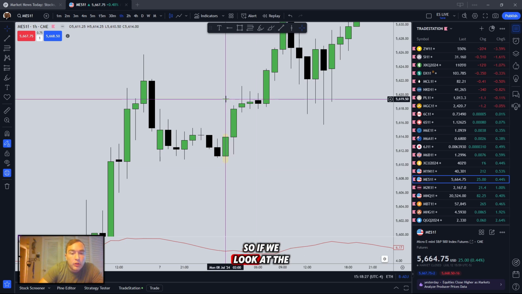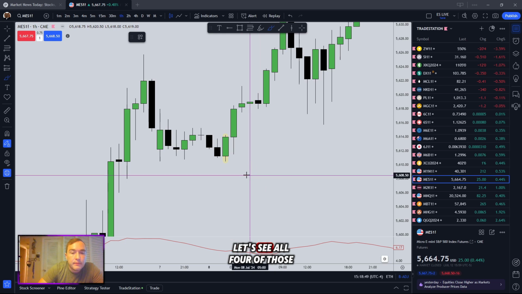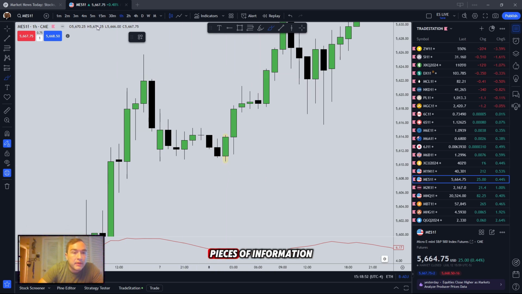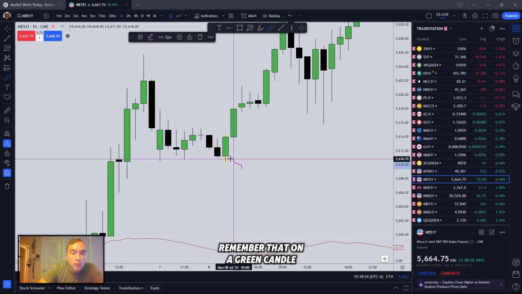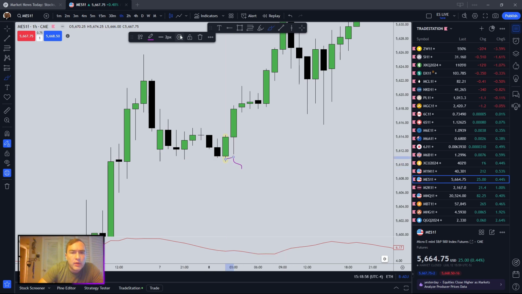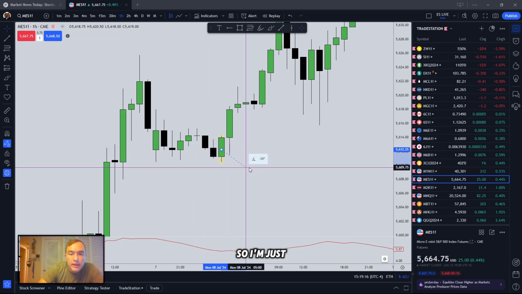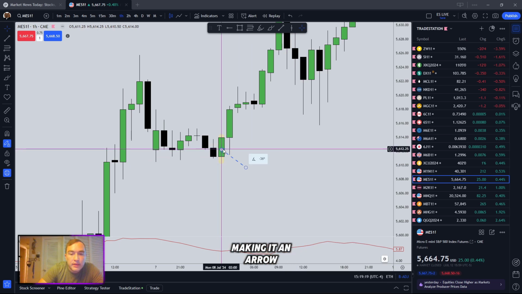So if we look at the top left of the screen, when I hover my cursor over it, notice that it says open 5,611.25, high 5,614.25, low 5,610.50, and the close 5,614.00. Well, let's go through that candle and let's see all four of those pieces of information. So where do we open? Remember that on a green candle, okay guys, I'm just making it an arrow.